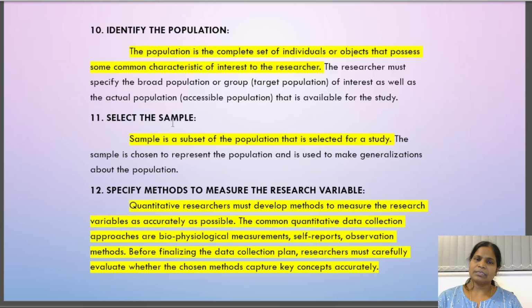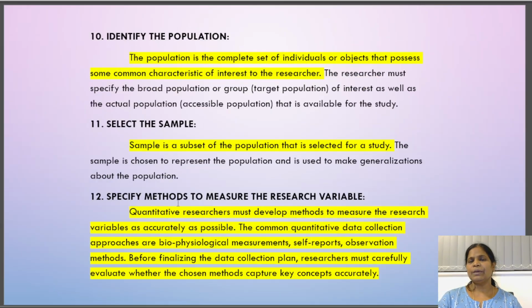Next, coming to the 12th step, that is specify methods to measure the research variables. A quantitative researcher must develop methods to measure research variables. So how do we measure? By using some data collection approaches or psychological and psychosocial measurements, like rating scales, self-reports, observations, etc. We have some methods like interviews, surveys, etc.